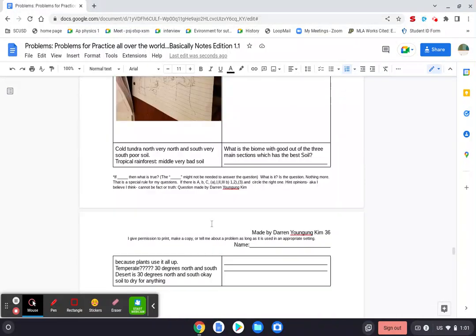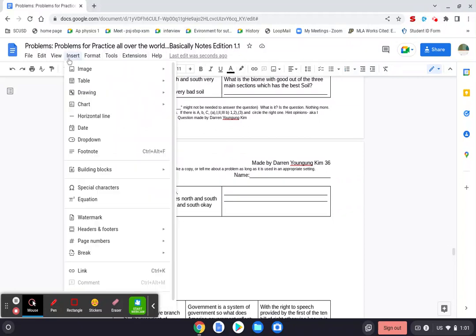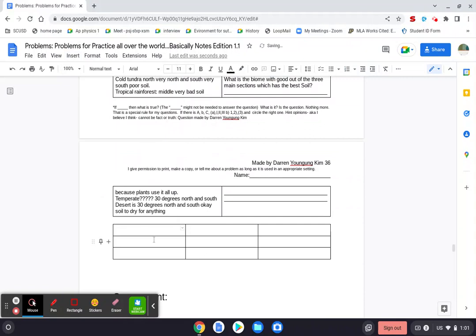So we've done specialist a little bit and cold tundras because it was part of the unit. We're going to insert another 3 by 3 table. We're going to move on there. We're also going to talk about the Hadley cell. Why not?